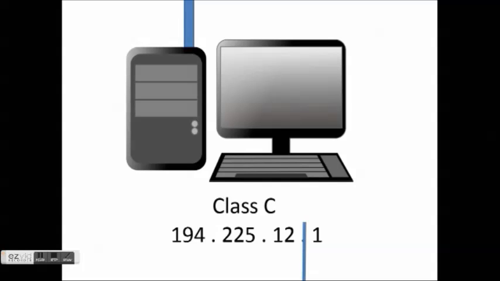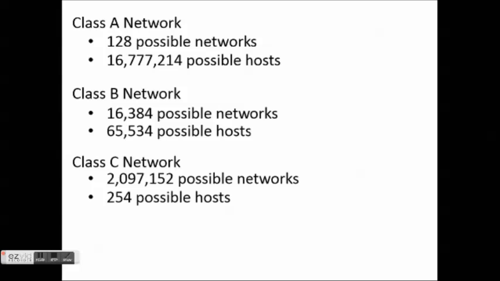Placing the line between the first and second octet gives you a Class A network. Placing the line between the second and third octets gives you a Class B network. And placing the line between the third and fourth octet gives you a Class C network. Using the network ID, there are 128 possible Class A network addresses, and the host ID allows for 16,777,214 possible hosts on each of these networks.